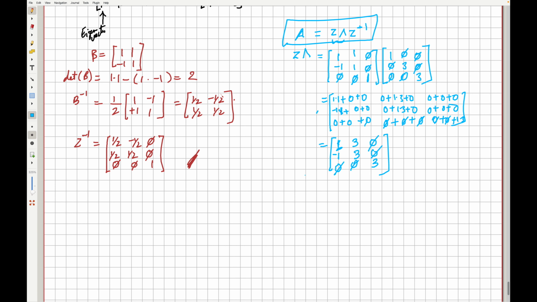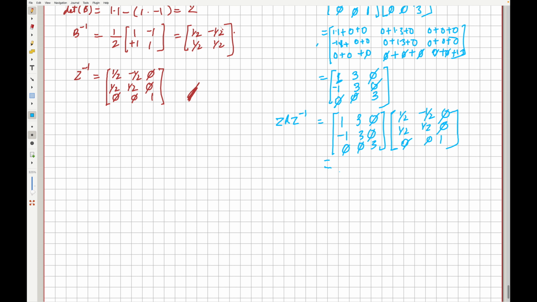Next, we keep going. We then take this and multiply it with the Z inverse. So we have the Z lambda, we dot it with the Z inverse. So we have this matrix 3 0 minus 1 3 0 0 0 3, and the Z inverse is 1 half minus 1 half 0 1 half 1 half 0 0 0 1. And again, if you go through the calculations, let's do that.